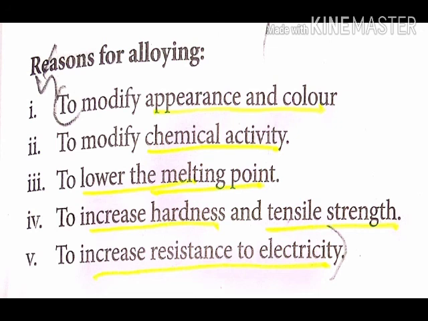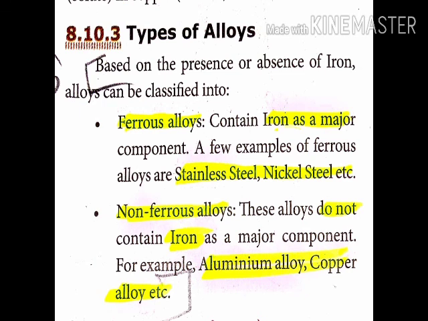And the types of alloys are two types based on the iron presence. If iron is present, that is known as ferrous alloy. If iron is absent, that is known as non-ferrous alloy. So copper and aluminium alloys are known as non-ferrous alloys, and iron alloy is a ferrous alloy. So copper alloys are brass and bronze, aluminium alloys are duralumin and magnalium, and iron alloys are stainless steel and nickel steel. So this is about the alloy.